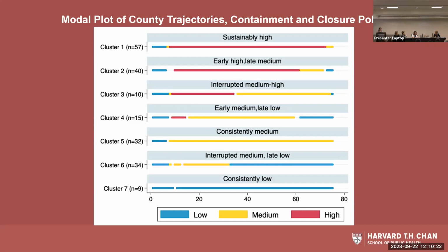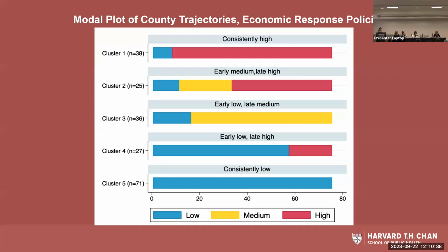For containment and closure, almost 100 counties, those top 2 rows, had consistently or mostly high comprehensiveness. 43, the bottom 2 rows, had low or mostly low comprehensiveness. And again, the rest had varying degrees of intermittent comprehensiveness.